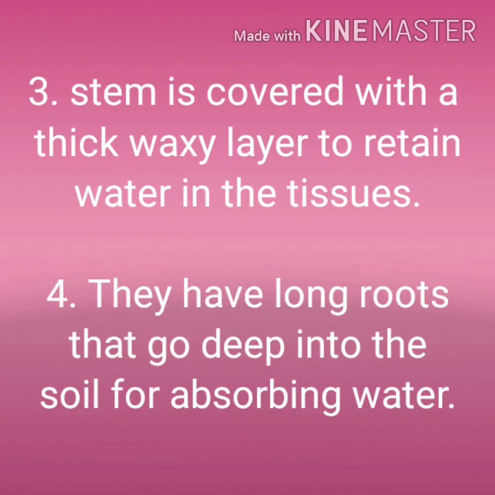Third point, stem is covered with a thick waxy layer to retain water in the tissues. Group of cells are called tissues. Fourth point, they have long roots that go deep into the soil for absorbing water. So these 4 points you have to write one below the other neatly. This is the answer for question number 2, page number 93.